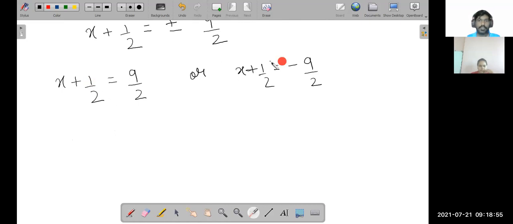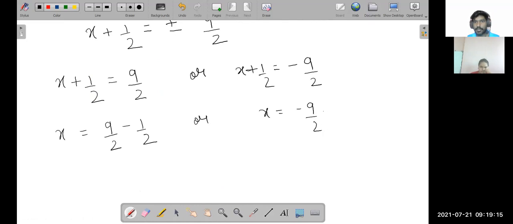In both the equations, you take this plus 1 upon 2 on the other side. So this becomes x is equal to 9 upon 2 minus 1 upon 2, and here x is equal to minus 9 upon 2 minus 1 upon 2. So here this becomes 8 upon 2. And here what will it become? Minus 9 minus 1, minus 10 upon 2.